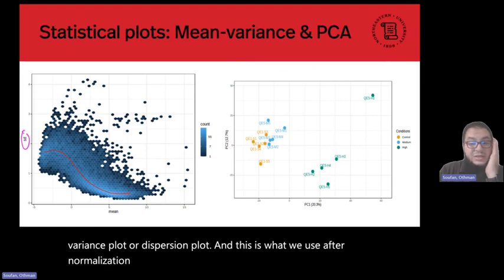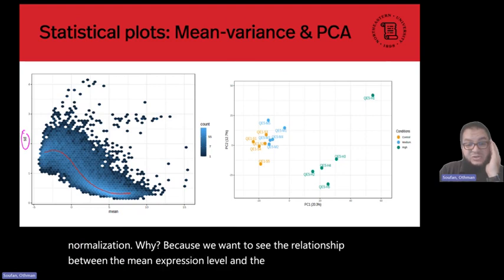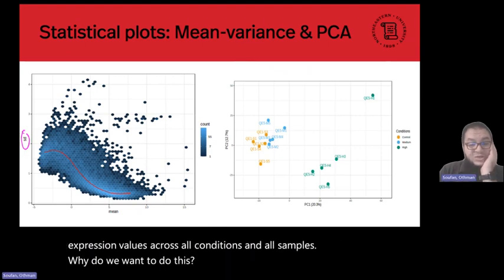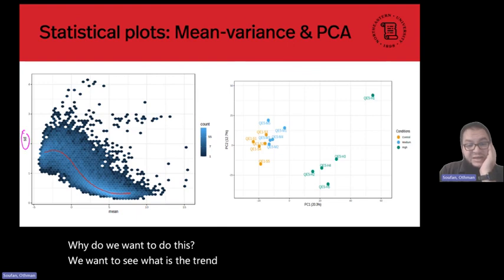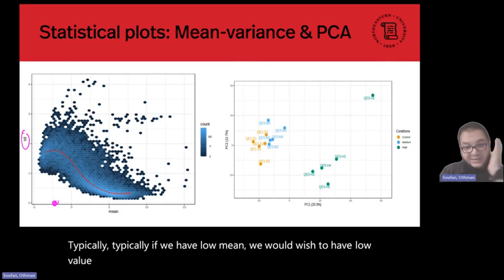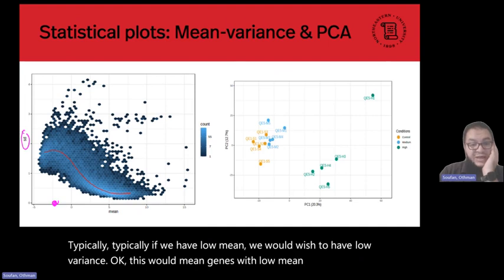Why? Because we want to see the relationship between the mean expression level and the variance of gene expression values across all conditions and all samples. Why do we want to do this? We want to see the trend of data spread as expression level changes. Typically, if we have low mean, we would wish to have low variance. This means genes with low mean expression levels should have low variance.